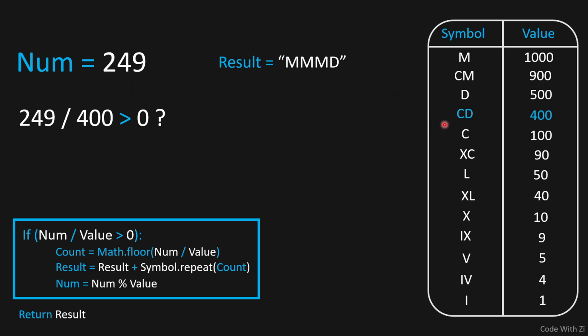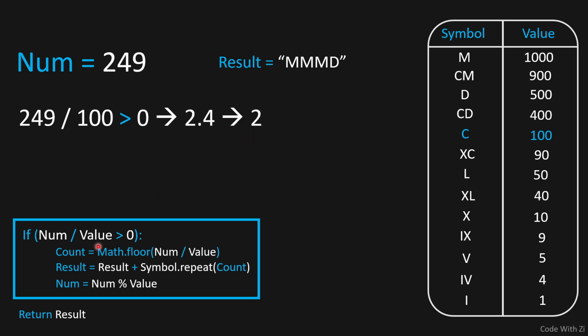In our next round, our symbol is CD and our value is 400. We're gonna check if 249 divided by 400 is greater than 0. It is not. So we're gonna move on to our next pair, which is gonna be C and 100. And we're gonna say, is 249 divided by 100 greater than 0? It is. So we're gonna say, how much is it? We're gonna say 2.4, because 249 divided by 100 is gonna be roughly 2.4. And as you know, we don't need the decimal, so we're gonna get the floor of it.